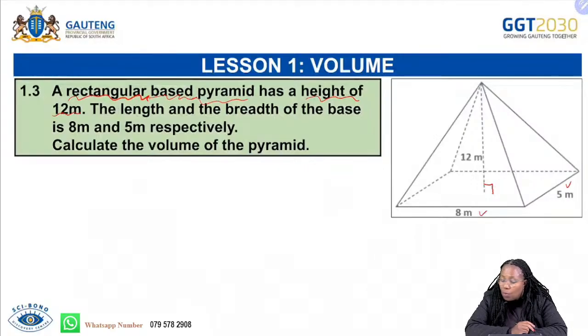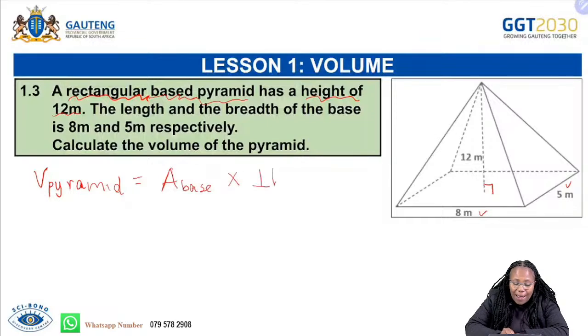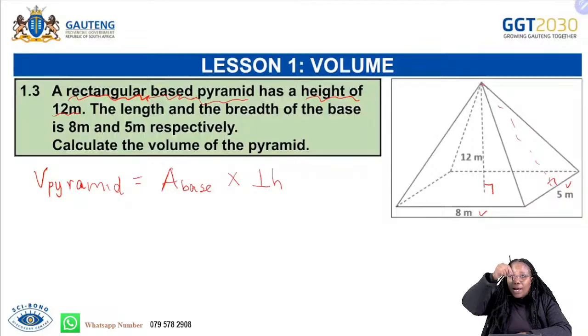Now you must know your formula. Remember, for the volume of the pyramid, we are looking at the area of a base multiplied by the perpendicular height. Not any height, because you can have a slant height for this, which goes this way. So we are depending on the perpendicular height that is giving the distance from the base to the apex of that particular pyramid.